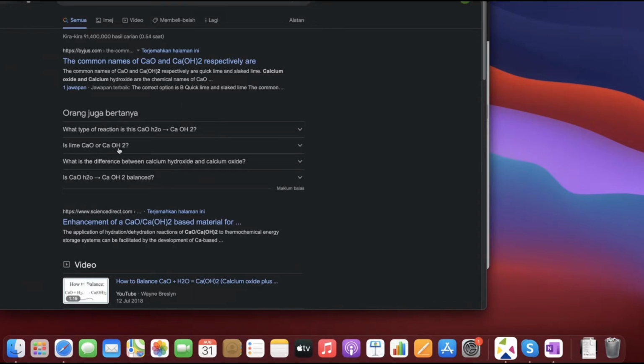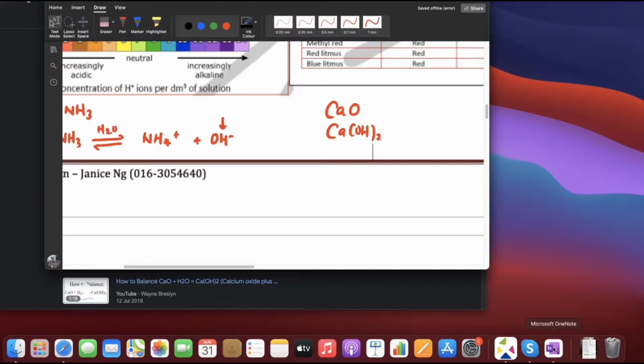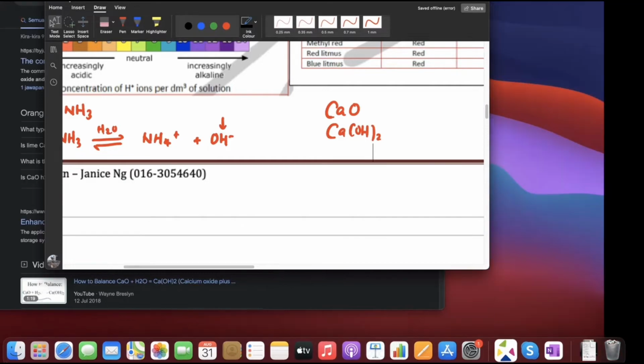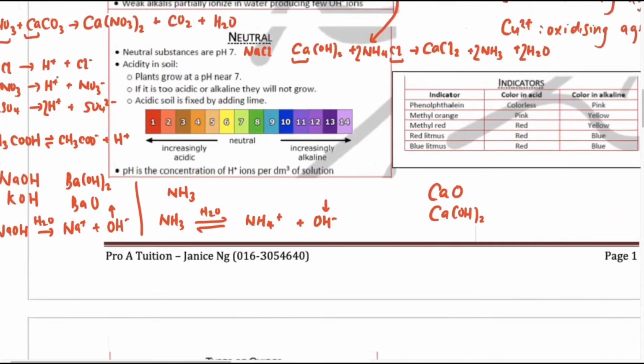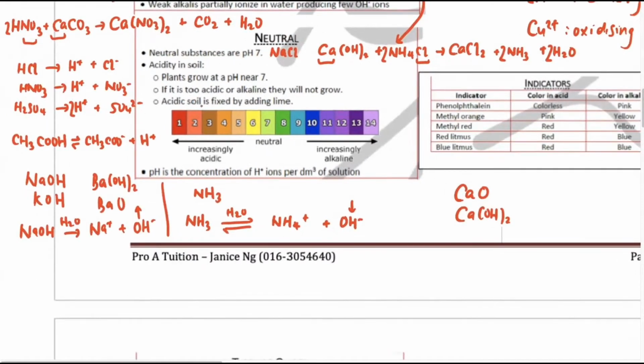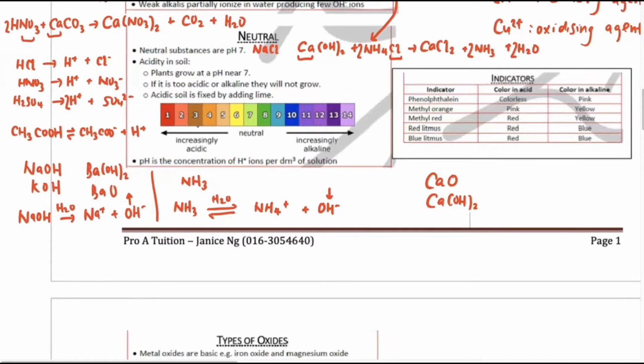Is lime calcium oxide or calcium hydroxide? Both are lime, quicklime, slaked lime. So you add them to acidic soil, then they will neutralize the soil, and the soil becomes neutral. Okay, then you look at these neutrals, pH 7. The universal indicator will show green. Okay, so these are the colors of the universal indicator.